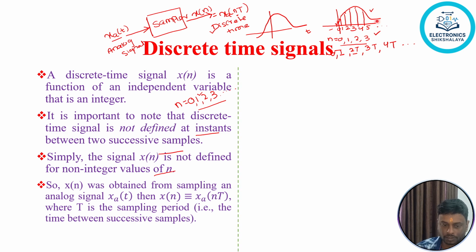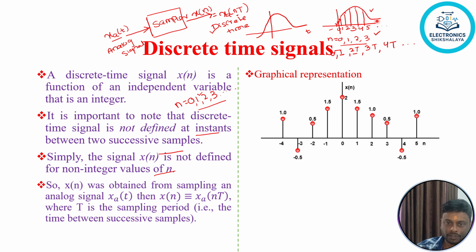Now, there are various forms of representation of discrete time signals. One of the representations is the graphical representation of a discrete time signal. These are the values of n. n can be -4, -3, -2. These are all integer values of n. Then at 0, the value x of n is equal to 2, so I can write x of 0 equal to 2. Similarly, x of -1 has the value equal to 1.5.